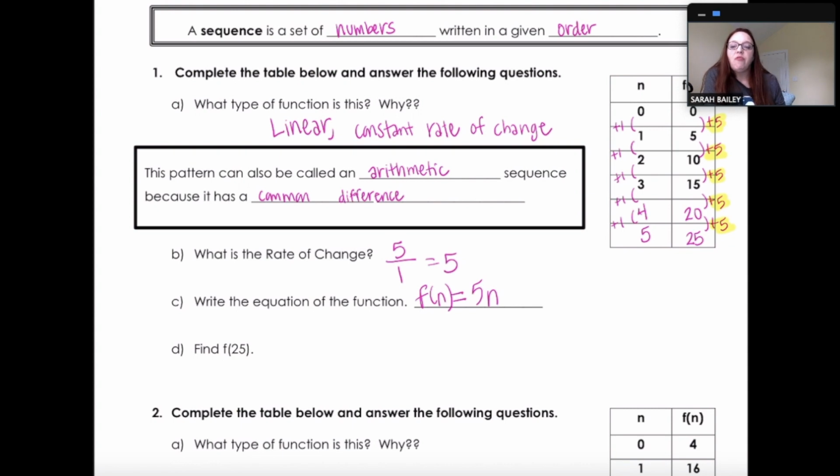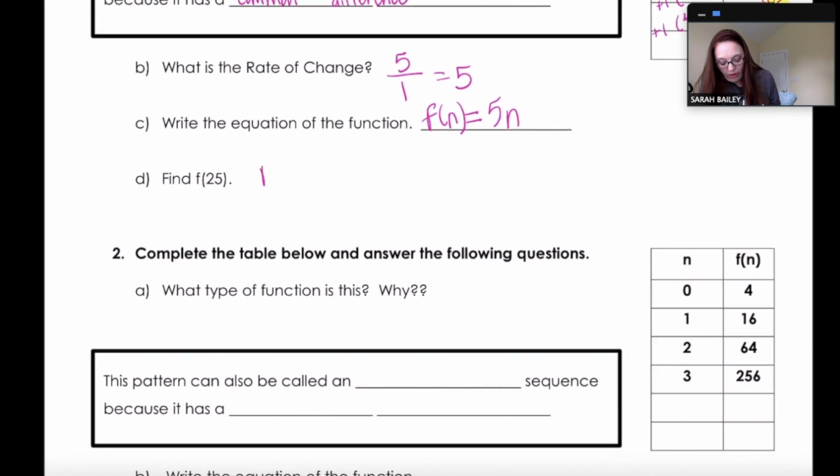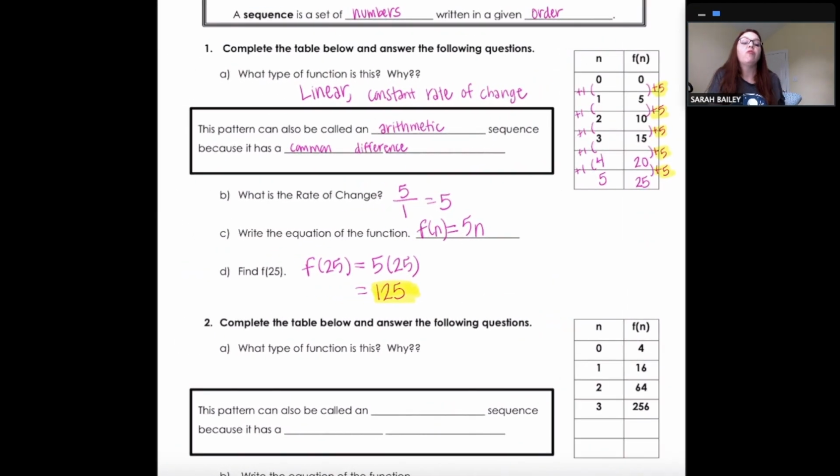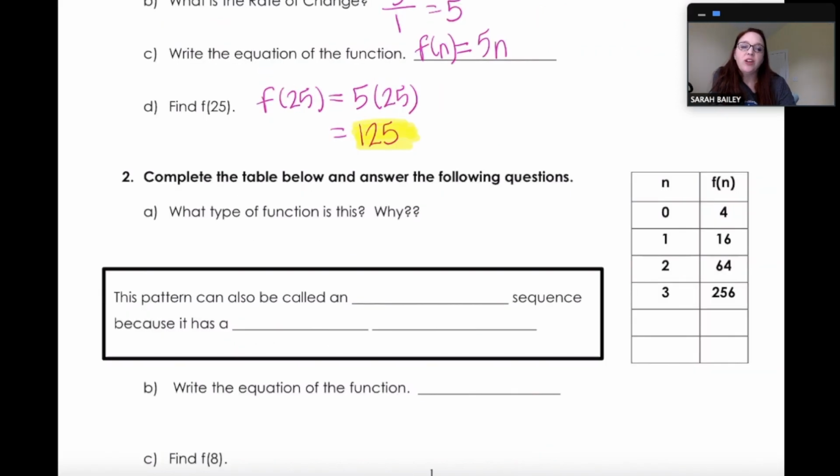And then part D, find f of 25. So f of 25 is going to be equal to 5 times 25. Well, 5 times 25 is 125. So when we find that f of 25, meaning the 25th term, the 25th number would be 125. All right, let's try another one. All right, so let's look at number 2.